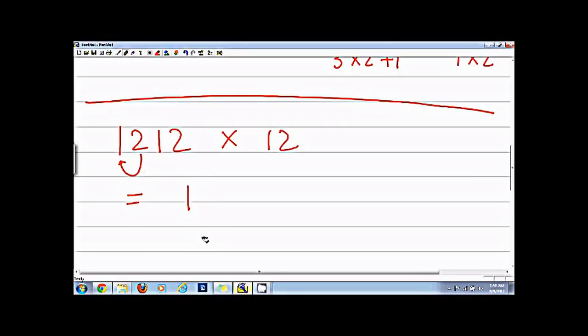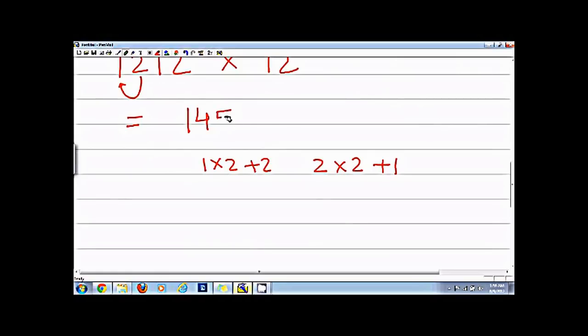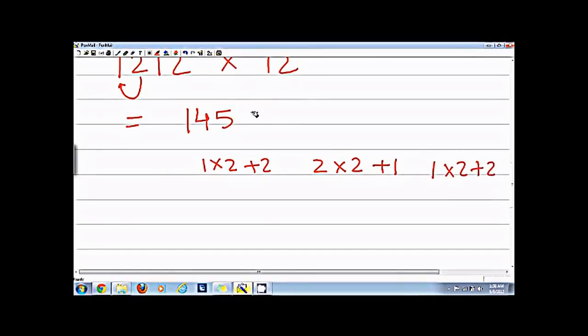1 into 2 plus 2, so that is equal to 4, and then I say 2 into 2 plus 1, that is equal to 5, and then I'll say 1 into 2 plus 2, and that is equal to 4, and then I'll say 2 into 2, that is equal to 4. So the answer is 14544. So I can check if my answer is correct.